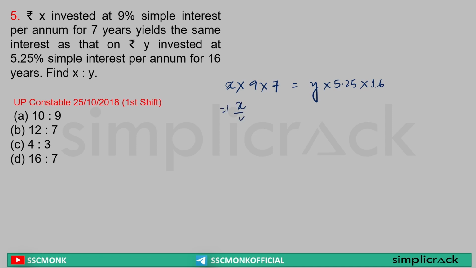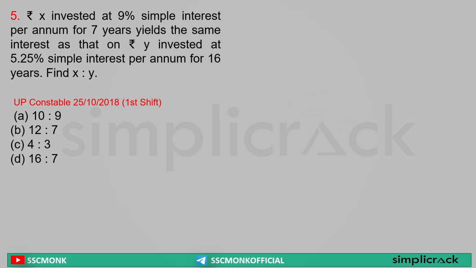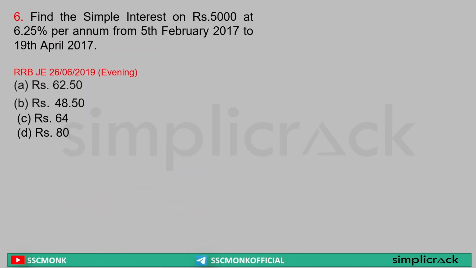Now I can write X by Y is equal to 5.25 into 16 by 9 into 7. Yes or no? Yes. Now 7 7s are 49, 3 5s, 7 5s are 35. Now here is a decimal. So in order to take out the decimal, I will have to divide it by 100. So 25 3s are 75, 25 4s are 100, 4 4s are 16, 3 3s are 9. So the ratio is equal to 4 by 3. Answer option C. Clear?